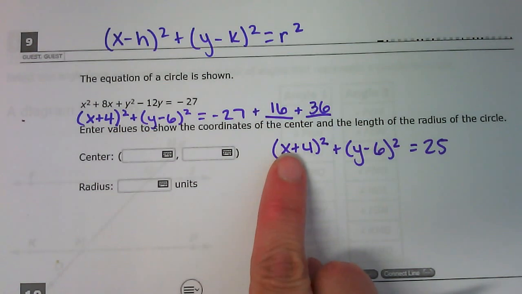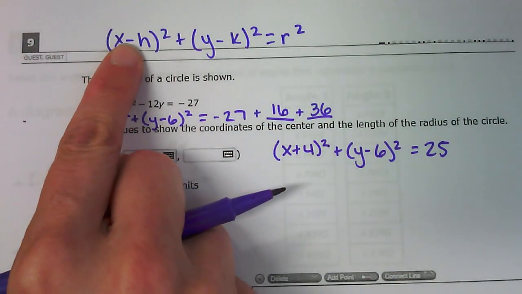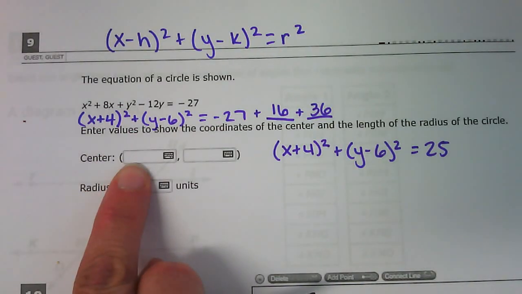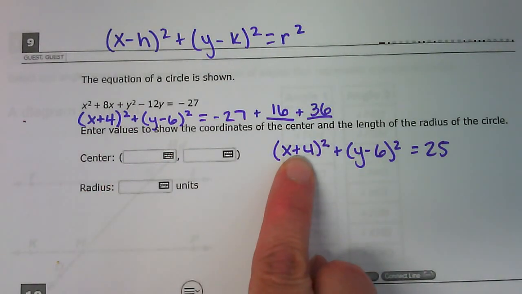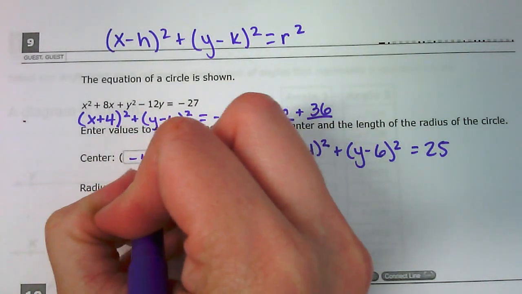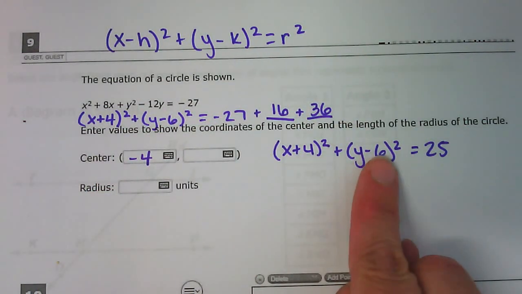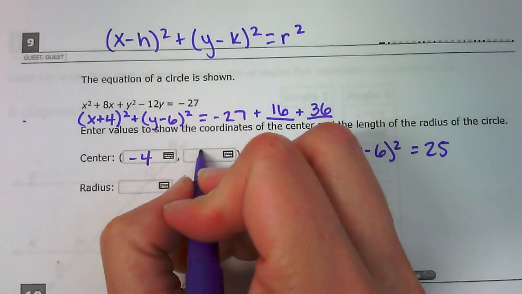We have to remember the rule. The formula has a minus sign here, so when we write the coordinates, we have to switch the sign. So if this says plus 4, this is really going to be negative 4. And if this says minus 6, it's going to be a positive 6.